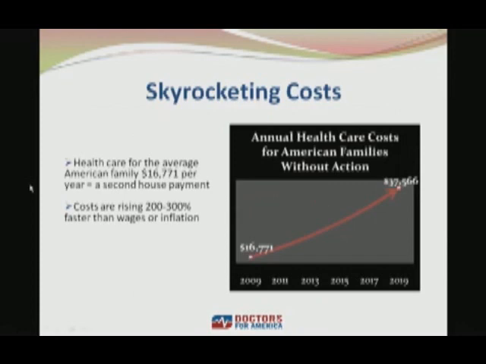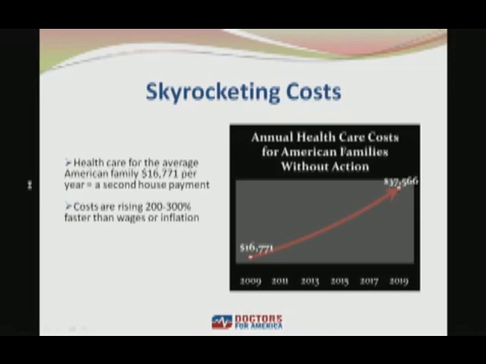The United States already spends 2 to 3 times what any other nation does on healthcare, and costs continue to skyrocket 200 to 300% faster than wages or general inflation. In 2009, American families already were spending nearly $17,000 per year for healthcare and coverage, or $1,400 per month, for many of us rent or a house payment. So this curve represents the cost of your insurance premium, copays, and deductibles.